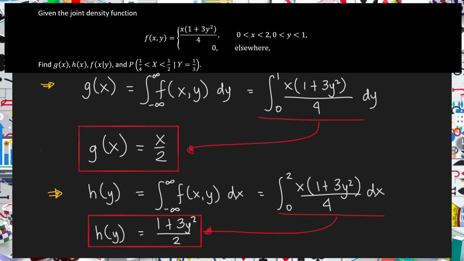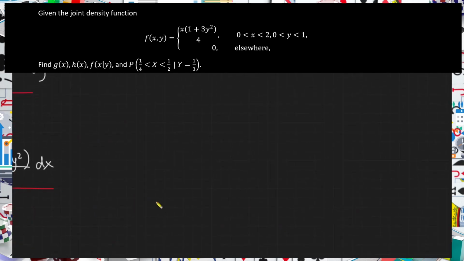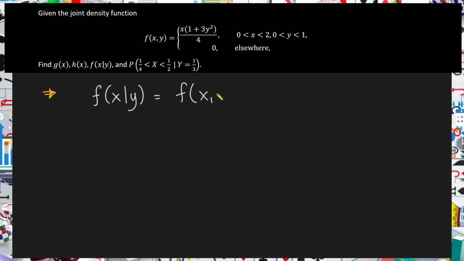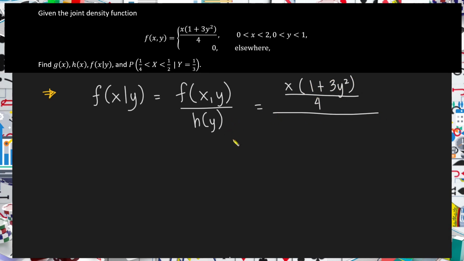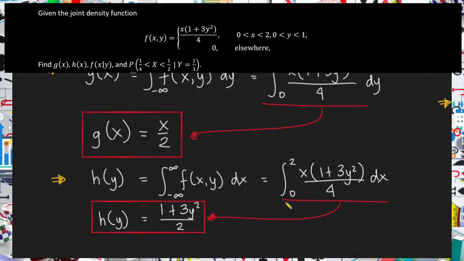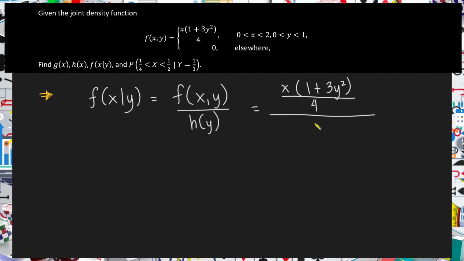And then from the definition of conditional density, so take note, density yung ginagamit natin na term for continuous random variables. So we have f of x given y. By definition, this will be equal to f of x, y over the marginal distribution h of y. Our function f of x, y, galing dun sa problem, that is simply x times 1 plus 3y squared over 4. And then, yung marginal distribution h of y natin, nasolve lang natin, bago lang, that was equal to 1 plus 3y squared over 2. And then simplifying this, itong terms na to magka-cancel out lang, we will have f of x given y equal to x over 2.